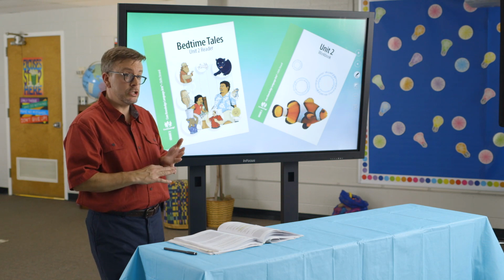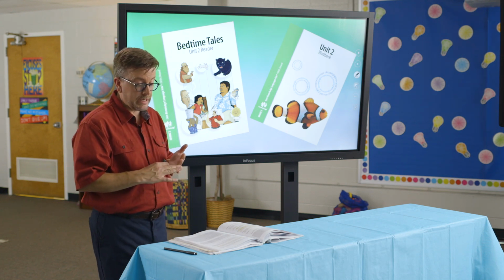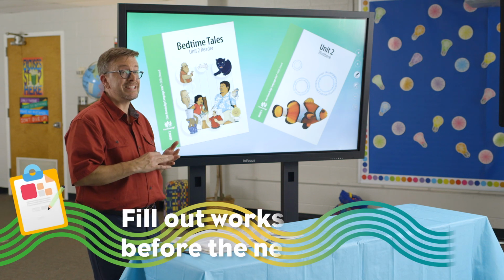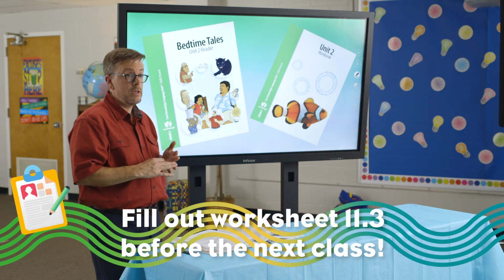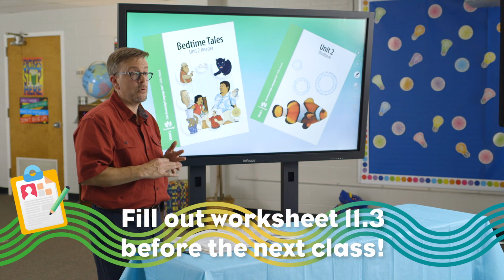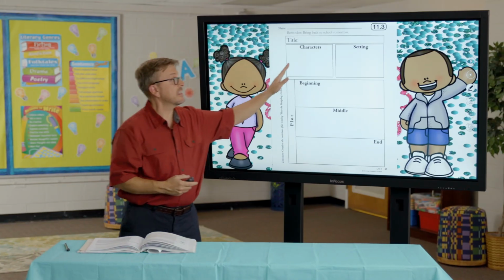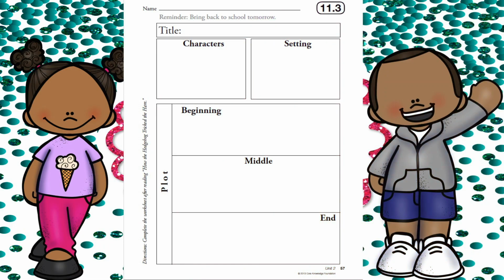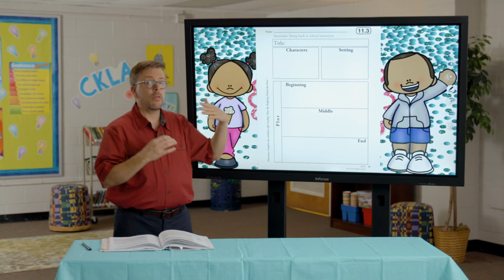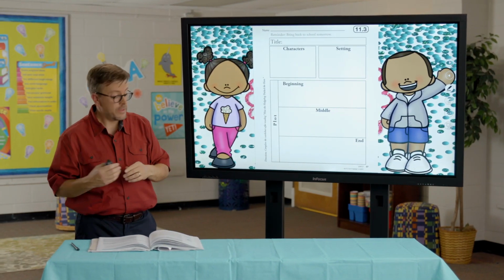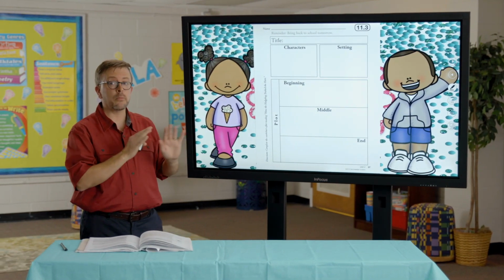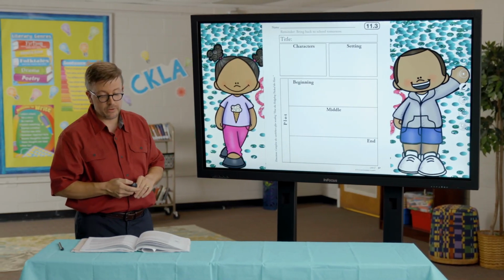So find 11.3 as well. You'll see 11.2, and then right behind that is 11.3, and that is very important that you bring that to the next class, okay? 11.3. Have that ready, filled out, and ready to go before the next class. And 11.3 looks like this. So you're going to see characters, setting, beginning, middle, and end. You might have already seen this in one of your classes already, but here it is again in 11.3, and you're going to just map out how the hedgehog tricked the hare. So when we get that done, put that to the side and bring it with you to the next lesson, okay? Because we're going to be using that.